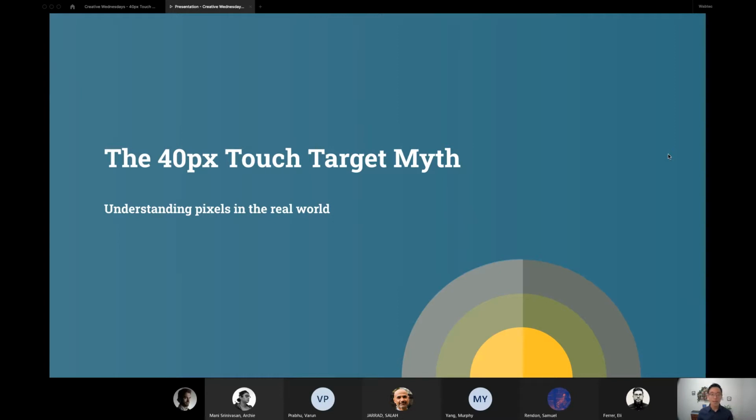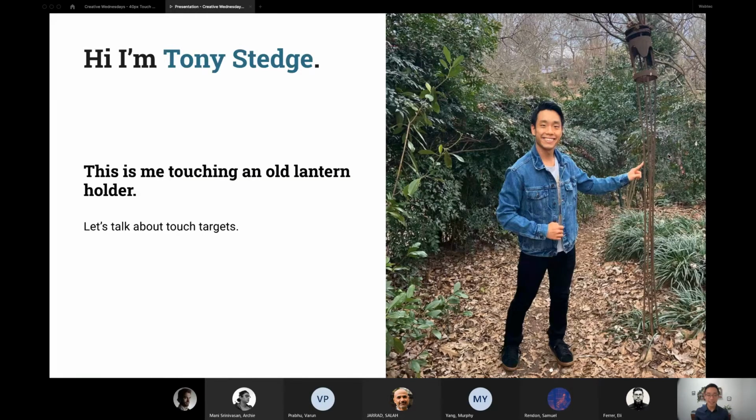So this is me. This is me on a hike, touching an old lantern on a hike. I just couldn't help myself. It looked kind of rustic and interesting to look at.